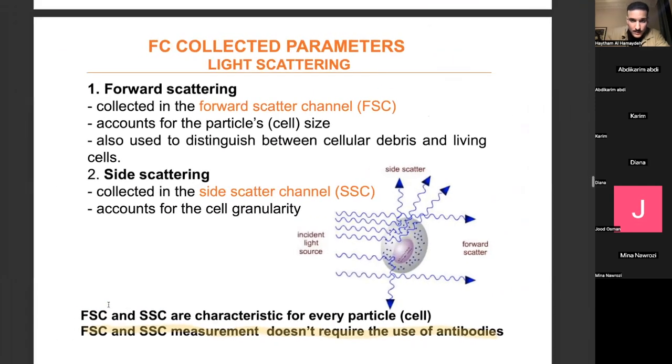Now here, the cell drives through that tunnel, and the cell gets light shined on it. It either causes forward scattering, side scattering, or both, or even none. Hence, like what Kareem did last class, he got forward and side, and he put monocytes, lymphocytes, and granulocytes on different sites on this graph. Why? Because they have different granulation and different sizes. Okay. Now tomorrow they may ask you, what does the forward scatter measure?